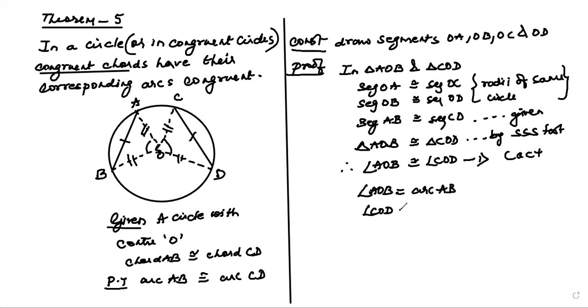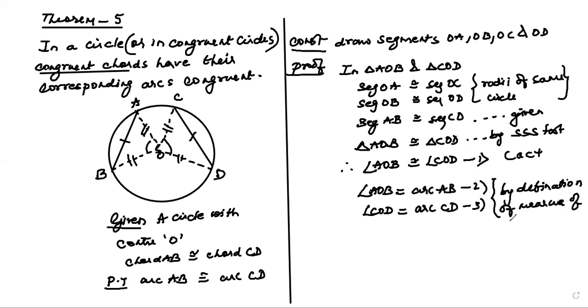Likewise, what is angle COD equal to, children? Arc CD. Okay, this is 2, this is 3, and the reason is by definition of measure of minor arc. Measure of a minor arc is always equal to measure of its corresponding central angle. इसको बोलते हैं definition of measure of minor arc. But now you can see, दोनों central angle equal है, congruent है. So naturally, can I say therefore arc AB is equal to arc CD, children? Got it? From 1, 2, and 3.